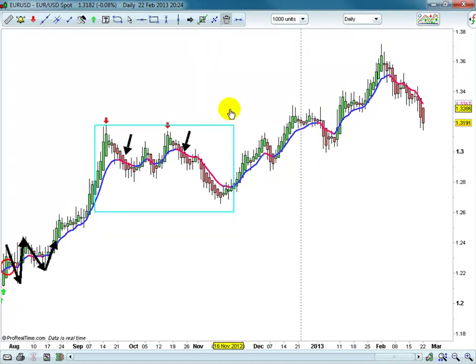Okay, and so when we have clues of a corrective bottom, the daily chart trend turning up again, and here's one, a swing point low for November 13th.